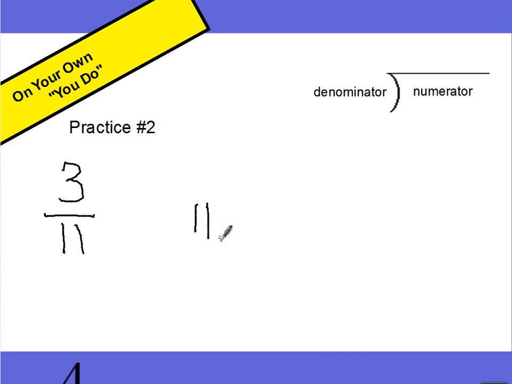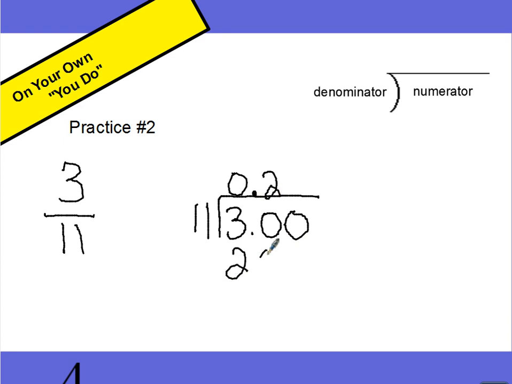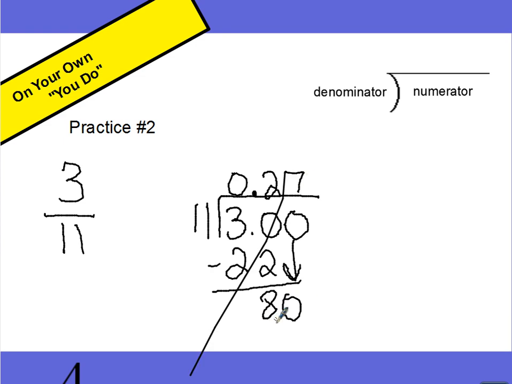Okay, so 11 is my divisor on the outside, 3 is my dividend on the inside. 11 cannot go into 3, but 11 can go into 30. 11 goes into 30 twice. That gives me an answer of 22. Subtract, I get 8. Bring down my 0. 11 into 8 goes 7 times. Whoa!